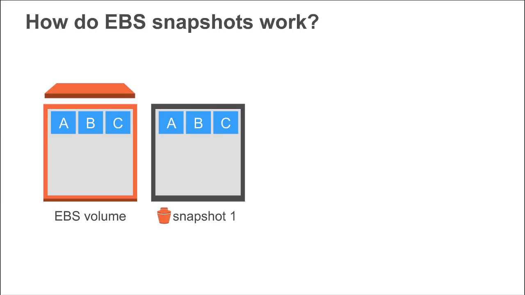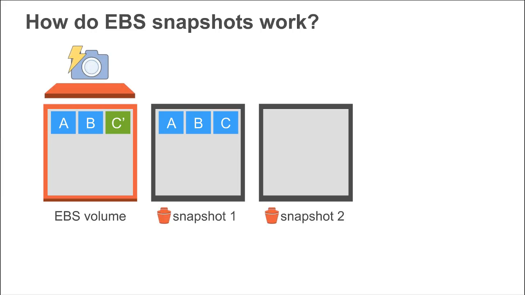Well, we continue to work and we modify block C. We then take a new snapshot, snapshot 2. Because block C was the only block that was modified since the last snapshot, it will be the only block associated with snapshot 2. And snapshot 2 is backed up to Amazon S3.